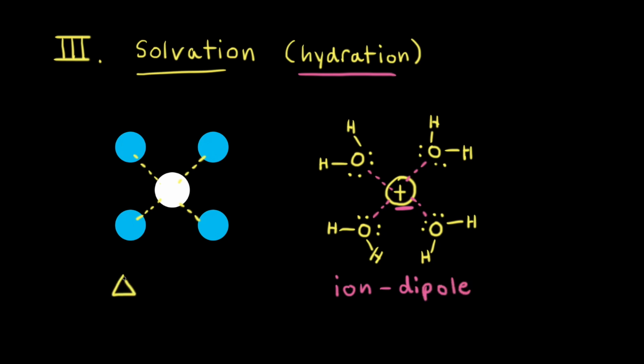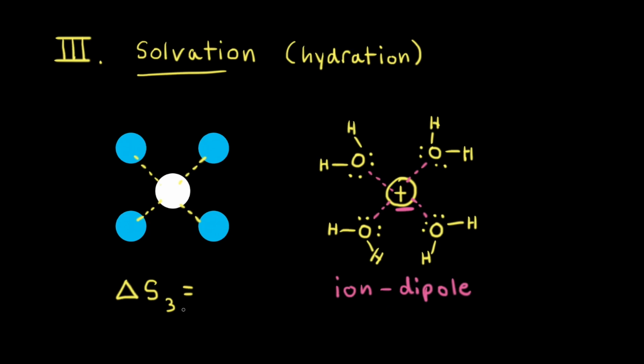And let's think about the change in enthalpy for this third step. When the solute comes together with the solvent, energy is released. Therefore, delta H3 is negative. One way to think about why this is negative is to consider the ion-dipole interactions on the right. Since it would take energy to break these ion-dipole interactions, when those ion-dipole interactions form, energy must be given off. Next, let's think about the change in entropy, delta S3, for the third step.